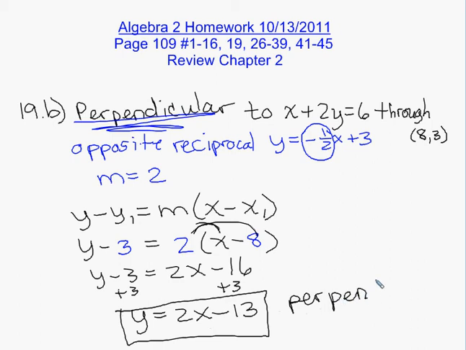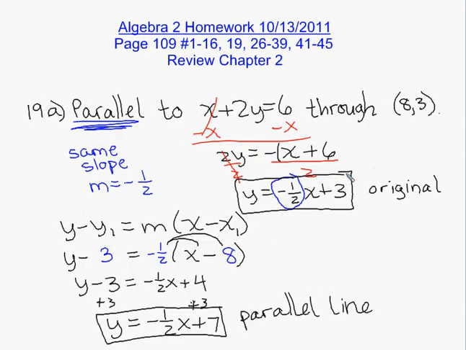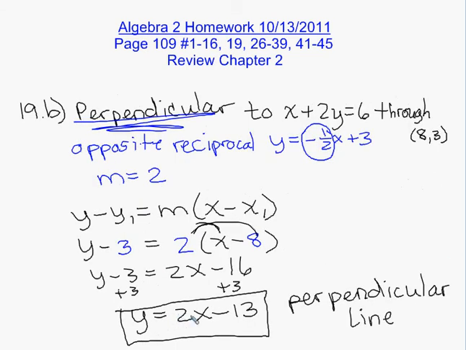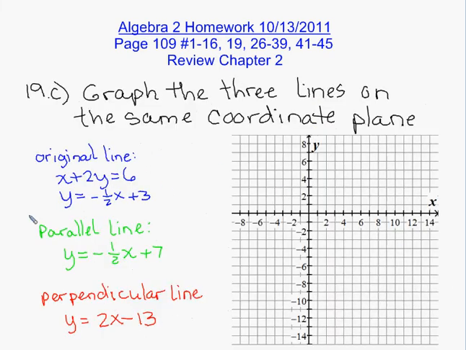So now we have the original line, we have the parallel line, and we have the perpendicular line. Now let's double check. For the parallel line, are the two slopes equal? Yes, because they have to be parallel. For the perpendicular line, is its slope the opposite reciprocal of the parallel line, and also the opposite reciprocal of the original line? So we're going to take those three equations, and I've written them down here, and we're going to graph them now. So this is our opportunity to practice graphing as well.